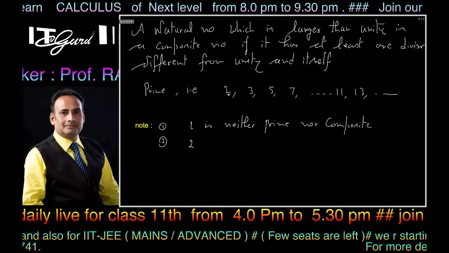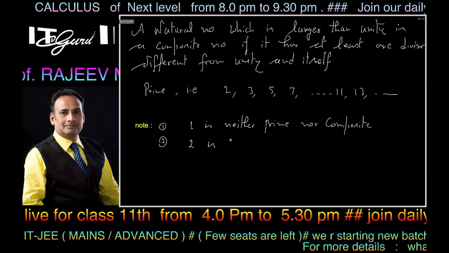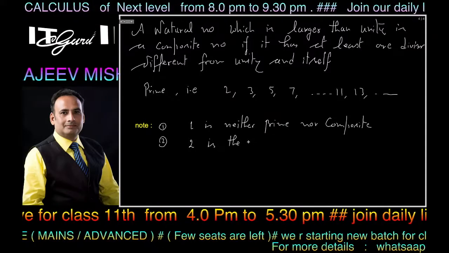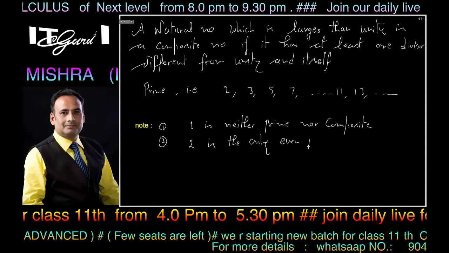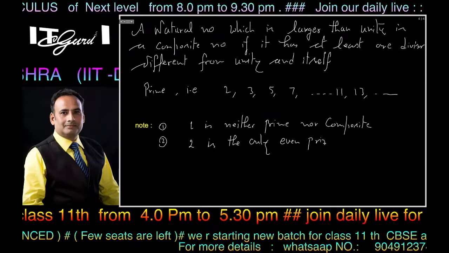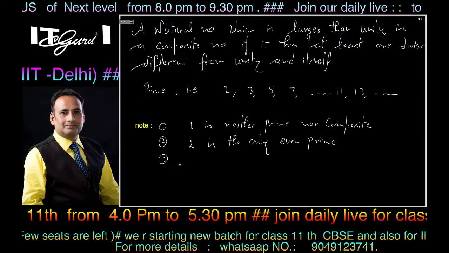2 is which type of prime? 2 is the only even prime. Right?